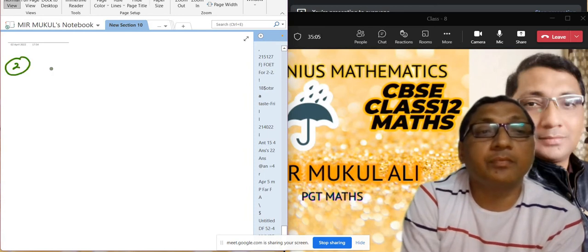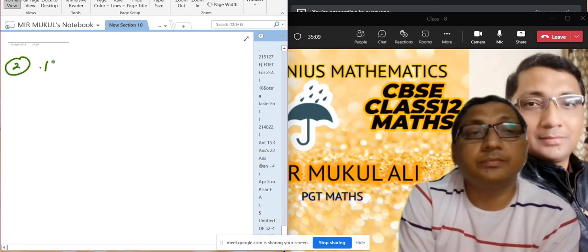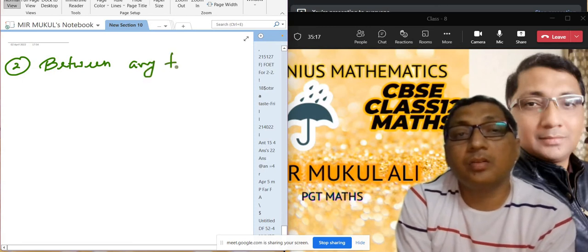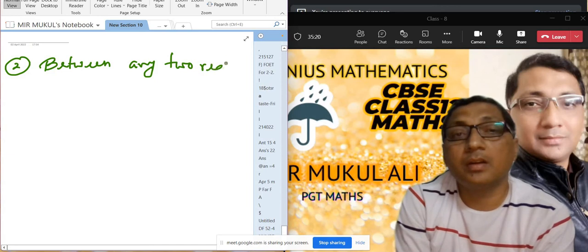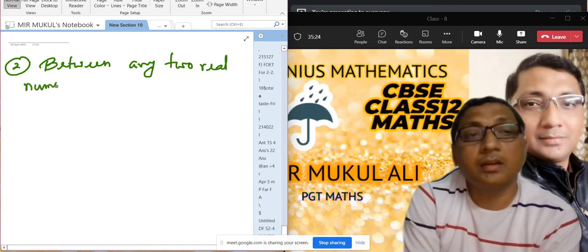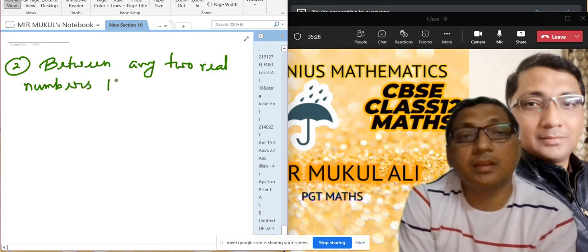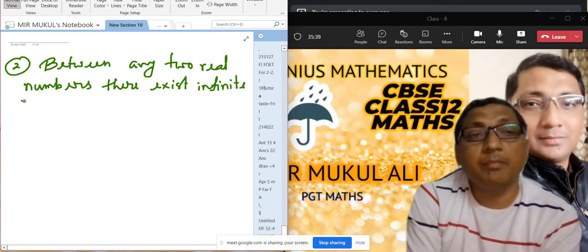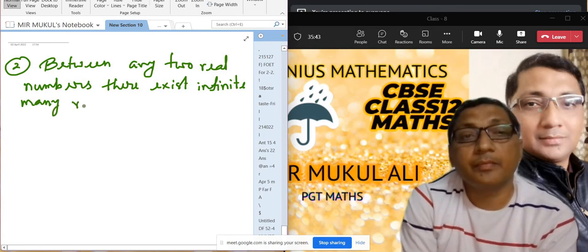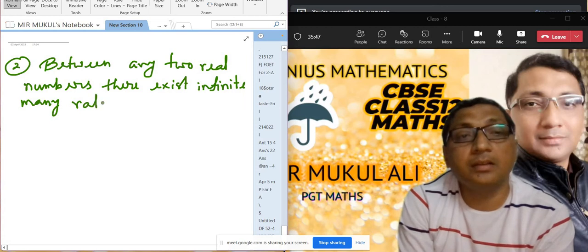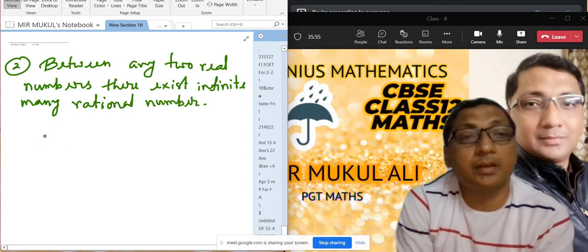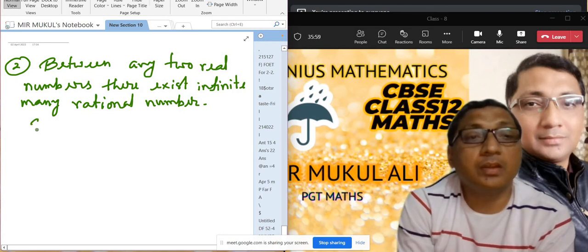Now second thing, between any two real numbers, there exist infinite many rational number. Okay, so I'm taking one example.